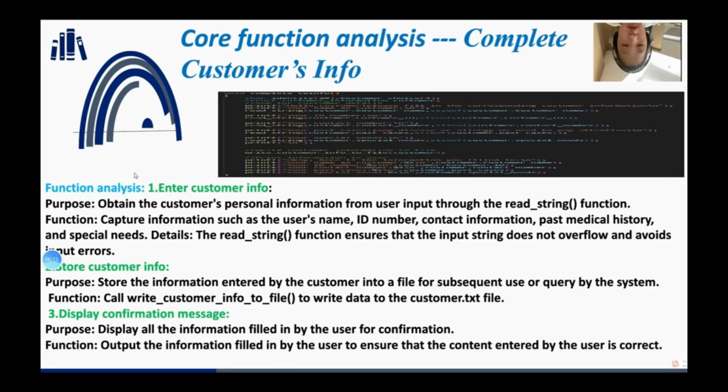Function: capture details like name, ID, customer numbers, contact number, past medical history, and special needs. Store customer info. Purpose: save the entered info for future use. Function: call write_customer_info_to_file to store data in customer_doc.txt. Display confirmation. Purpose: show the customer their entered details to confirm accuracy. Function: output the entered information for verification.